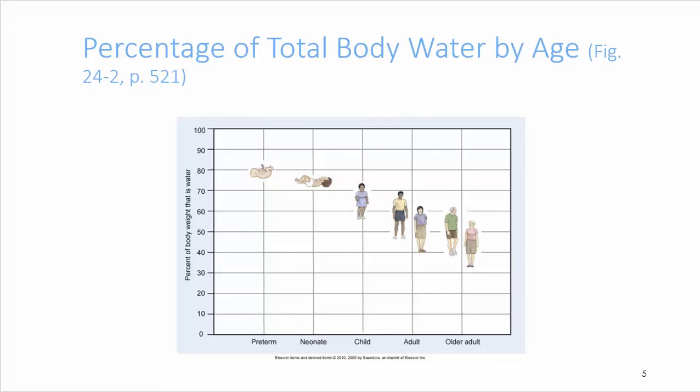You'll notice that the size of the figure indicates a large range. So adult men are about 48 to 70%, adult women 40 to 62 or 63%. Women tend to have a little less water per weight than men because the percentage of fats is higher in women.